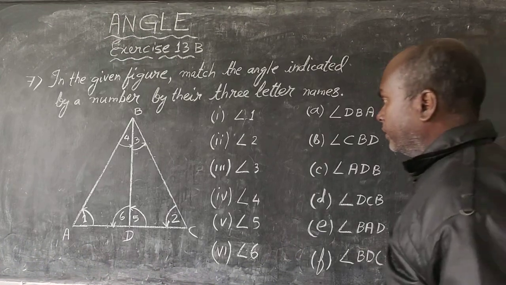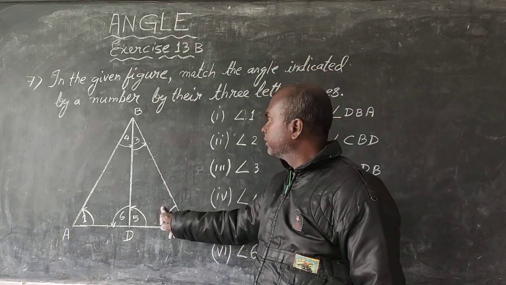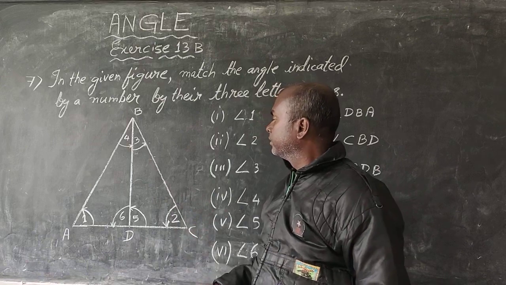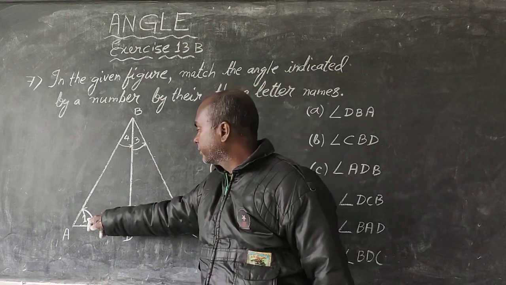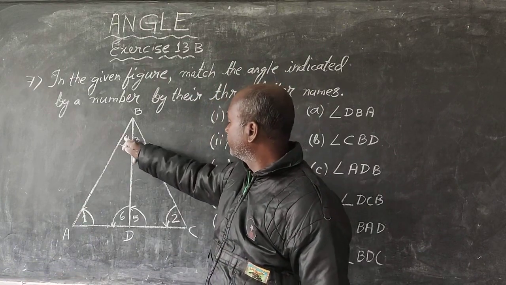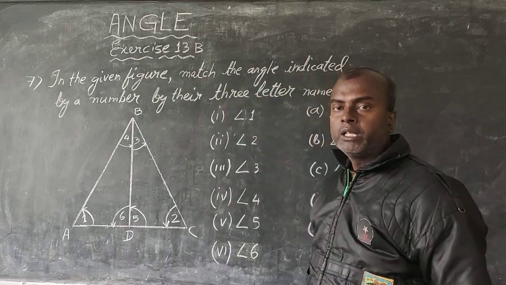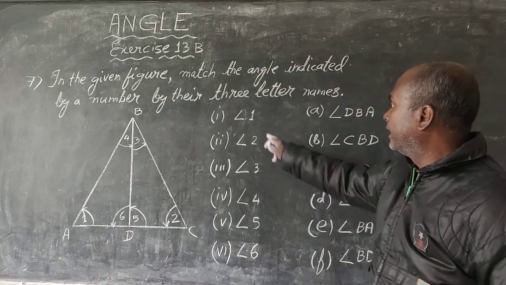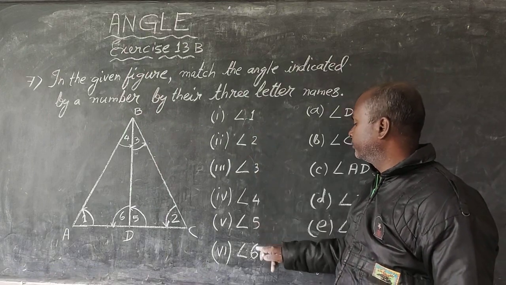Okay, question number 7. Let us discuss this. Here is the problem figure for us, and we have 6 angles in this. Now you can see the names of the angles. Angle 1, angle 2 is here. Here is angle 3, angle 4, angle 5, and angle 6. The names of the angles are given as numbers.